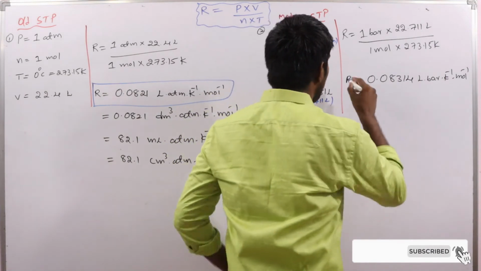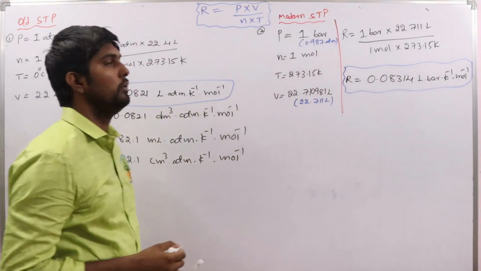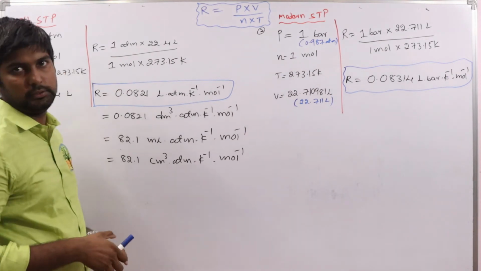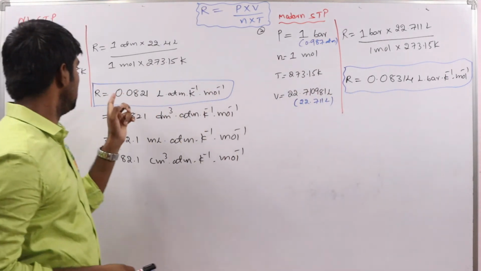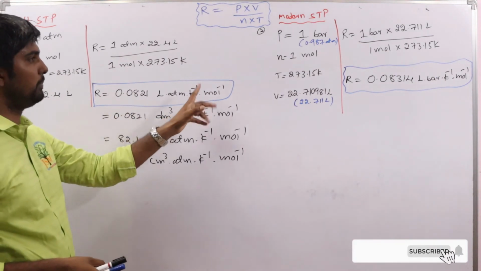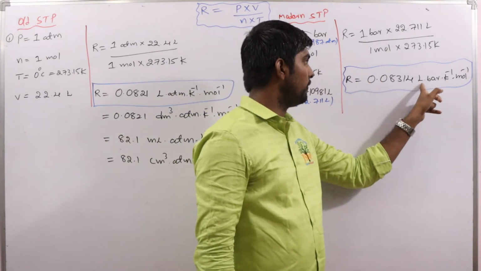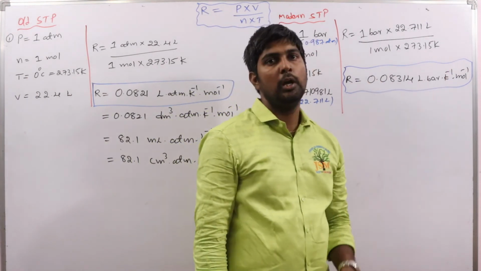So this is the value of R in the modern STP conditions. Okay, so in the old STP condition it is 0.0821 liter atmosphere per Kelvin per mole. Here, 0.08314 liter bar per Kelvin per mole.